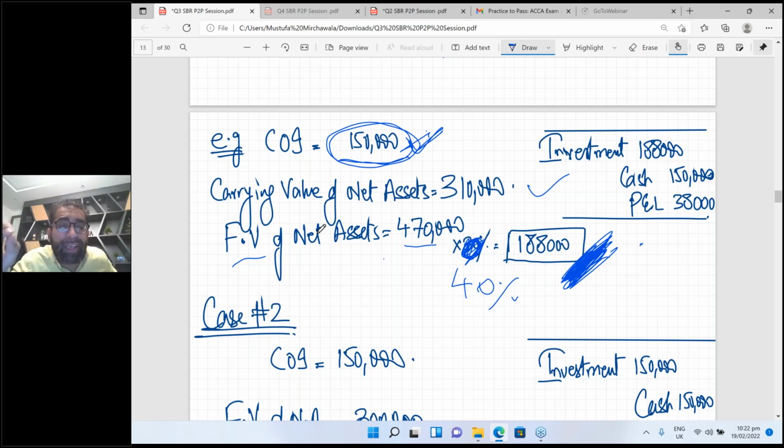This is the treatment at initial recognition, when there is a difference between your cost of investment and the fair value of net assets multiplied by your share. Then you have to book a goodwill or gain on bargain purchase.